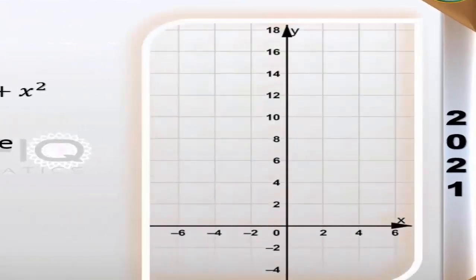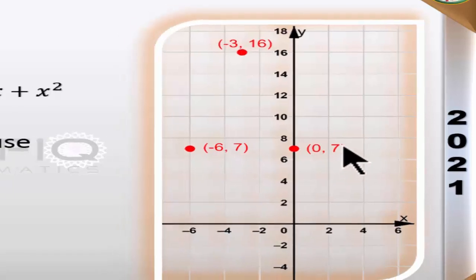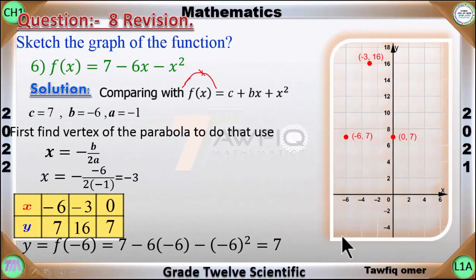And now draw the points on the coordinate plane like this: (-6, 7), (-3, 16), (0, 7), and the function will be drawn like this.